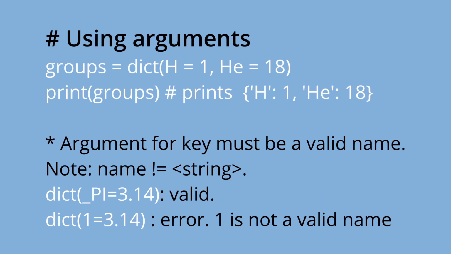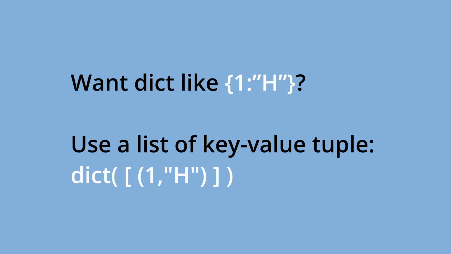Using keyword arguments. Here, H and He are keyword arguments that become string keys H and He. dict(_PI=3.14) works. dict(1=3.14) fails because 1 is not a valid variable name. If you want something like 1 as a key for H, it's a bit verbose, but it works.